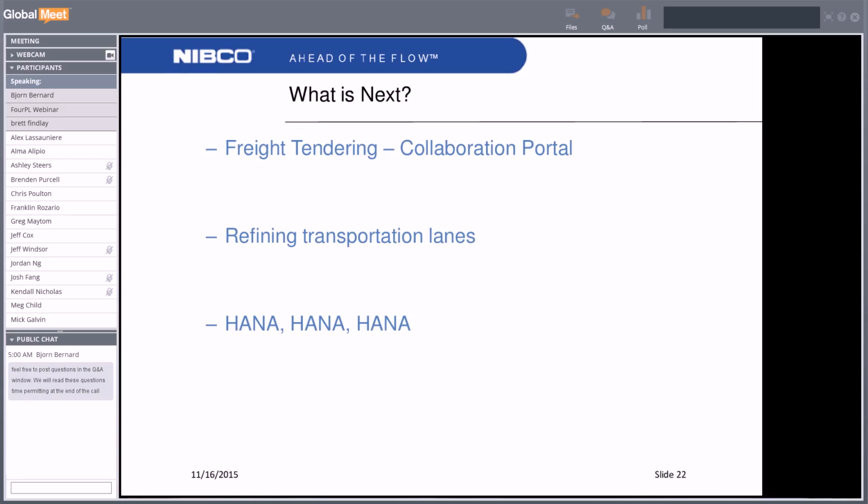For NIBCO on the TM front, plans are pretty minimal right now. We aren't planning on implementing a freight tendering functionality along with a collaboration portal. We're also working on refining our transportation lanes to take advantage of some unique pricing situations with certain carriers.